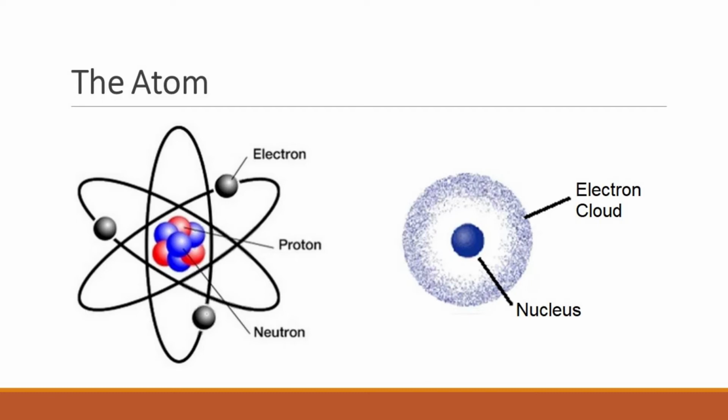Nowadays, we know that that's not the case for electrons. They don't move in very defined orbits, but we can use the model on the left as an introductory model. But as I said before, the model on the right is a more modern conception of the structure of the atom.